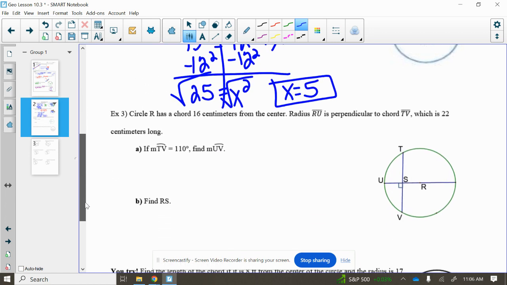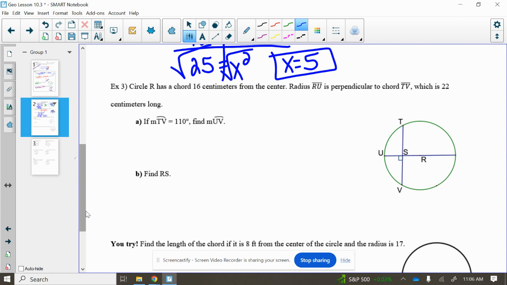One more example with a similar setup. This time we have a chord 16 centimeters from the center. So TV is 16 centimeters from the center. Radius RU is perpendicular to that chord and TV, and we know that TV is 22 centimeters long. So again, this whole thing is 22, which means each little piece would be 11 and 11. Oops. I'm drawing very nicely.